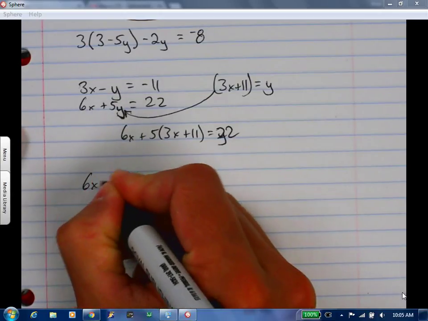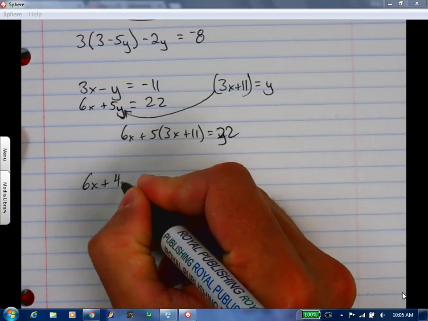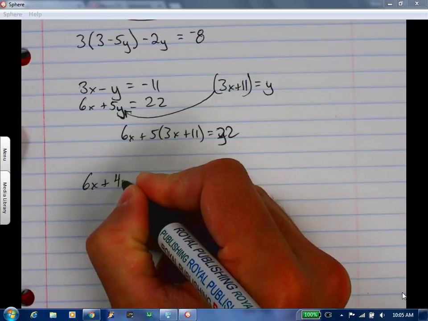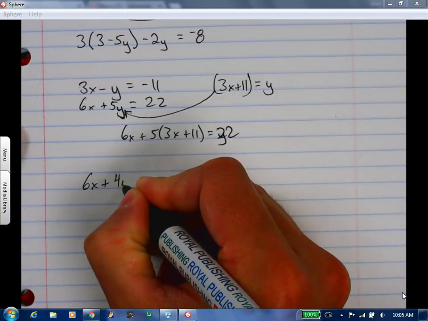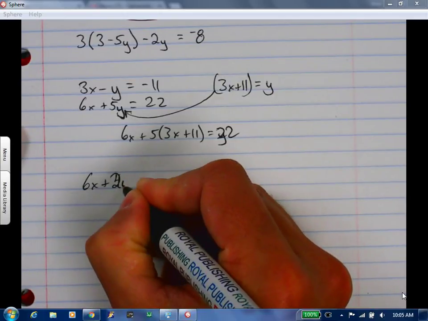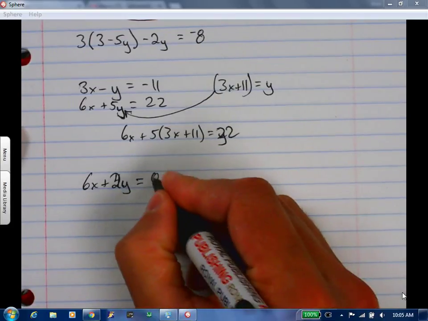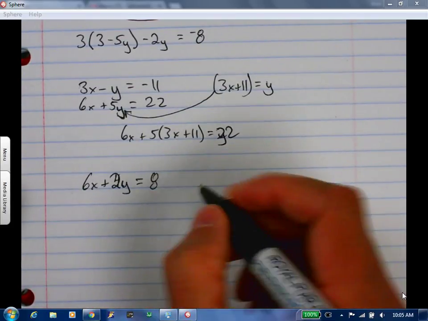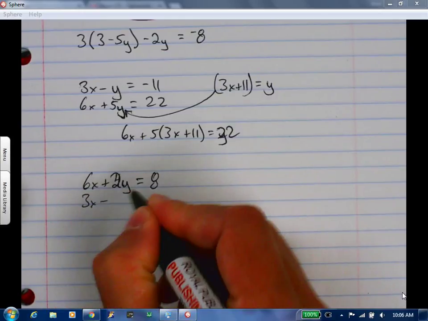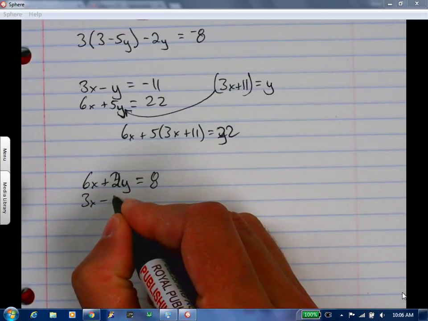Six x plus 2y, 6x plus 2y equals 8, and 3x minus 5y equals 13.